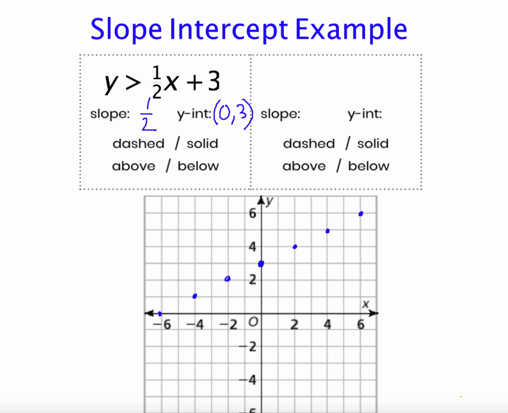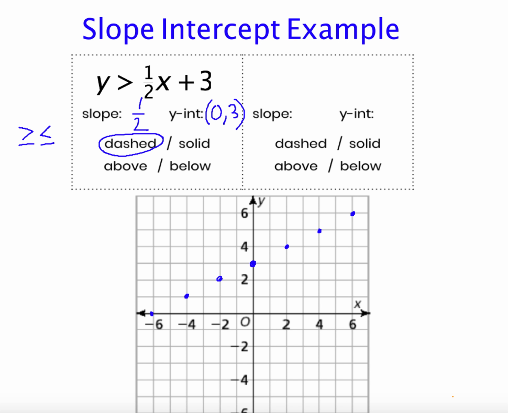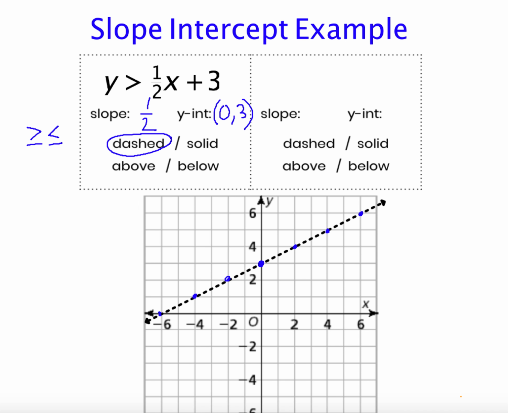Before I graph that boundary line, I need to decide, is my boundary line dashed or is it solid? If we had greater than or equal to or less than or equal to, that would be a solid line because, because of this equality, that would indicate that points on the line were parts of the solution set. Since we don't have that equality, points on the line are not a part of the solution set, and we are looking for a dashed line. So here is my dashed line. That's my boundary line, and points on that line, again, are not a part of the solution set.